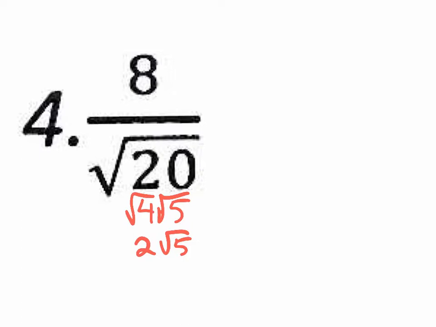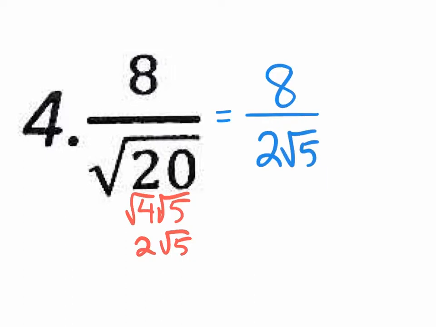So I'm going to rewrite this whole thing right now. I have an 8 up on top, but instead of the square root of 20, I'm going to rewrite it as 2 square root of 5. Now, at this point, I could reduce 8 divided by 2, or I could wait and do it later. It's totally up to you guys. You want to reduce right now? Okay, so 8 divided by 2 is 4. So let's put a line through the 8, put a line through the 2, and put a 4 left over up on top.